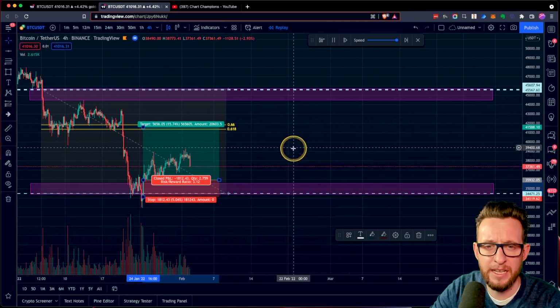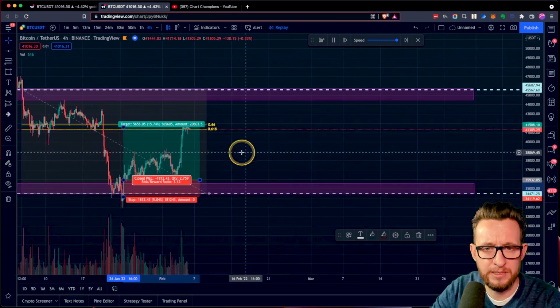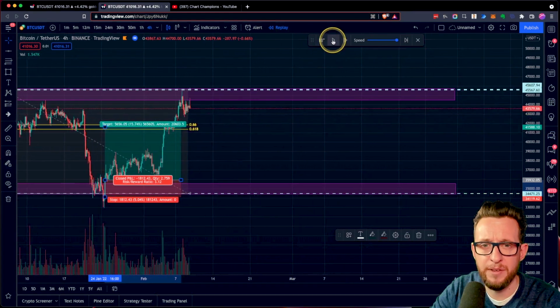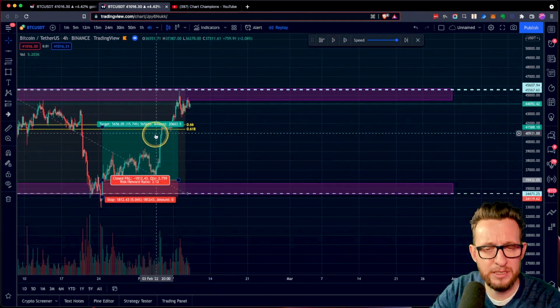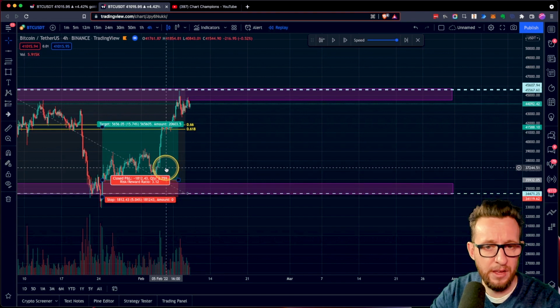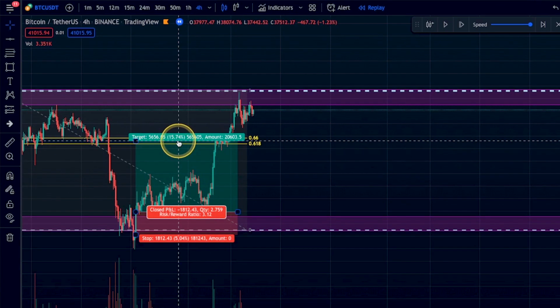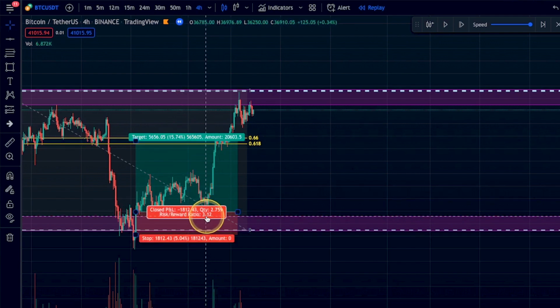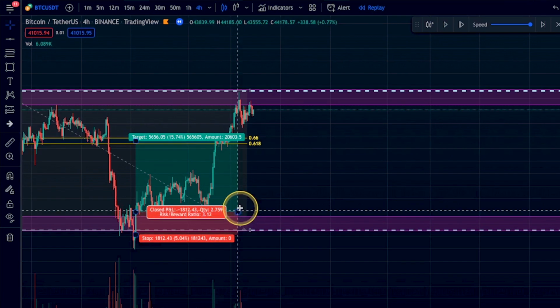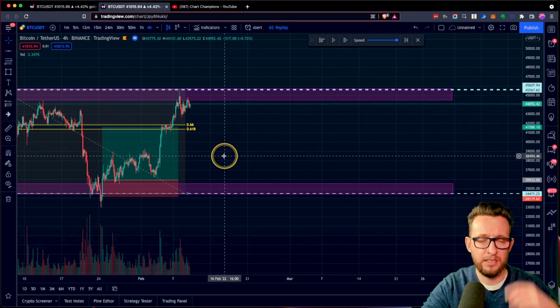So I'm going to press play again, and we're going to see if we take profit. Okay, perfect. So that was our first take profit, as you can see, which we actually made a good profit of 15.74% and a 3.12 risk to reward. So that's excellent. That's our first take profit.